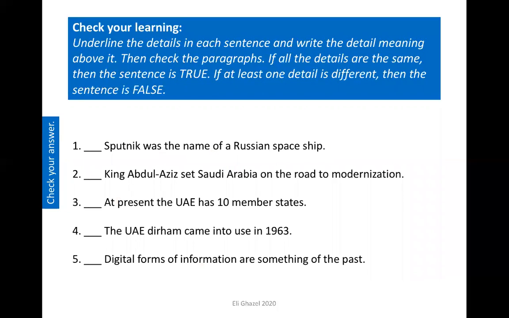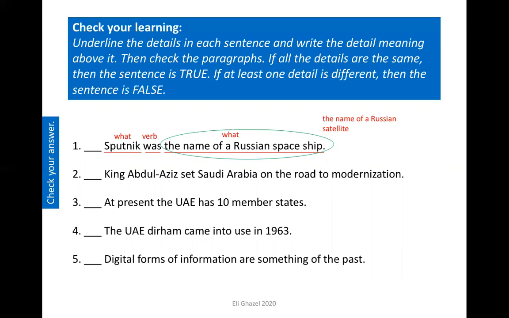Underline the details we said in each sentence and write the detail meaning. So let's underline the detail. Sputnik is a what? Was is the verb or the action. The name of a Russian spaceship is the what? Okay? So we have 3 details here. Now, when we are reading the passage, we don't just look for the words, we look if the details are the same. Sputnik is Sputnik, was is was. The name of a Russian spaceship.